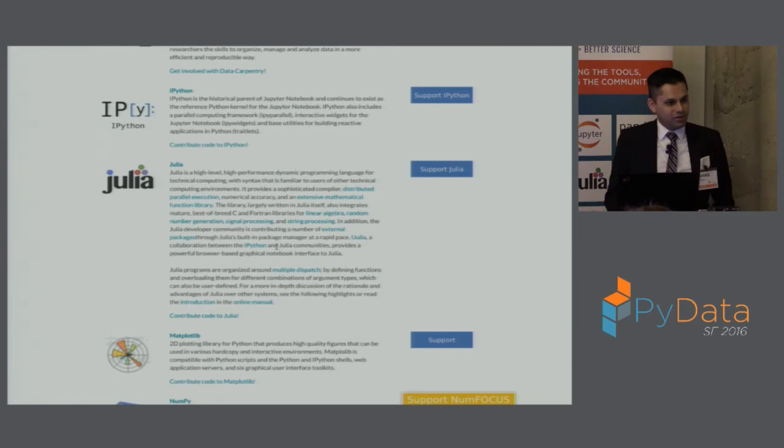Which room are you in? You're going to be in this room right after the session. Right after this session, giving a tutorial about Julia.